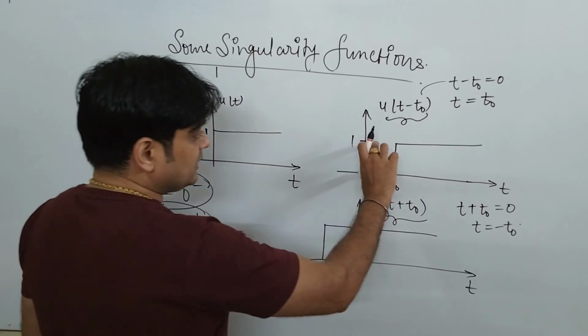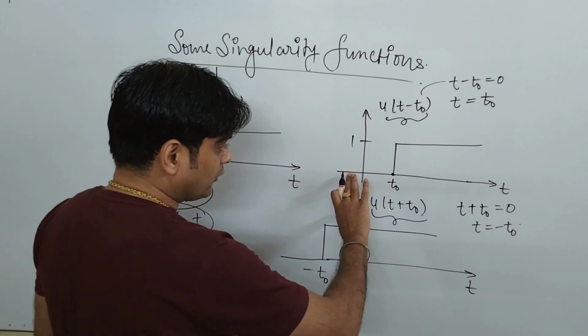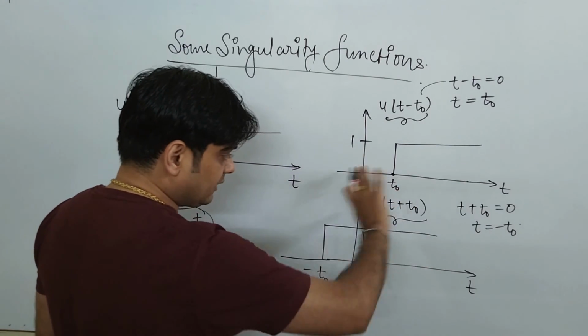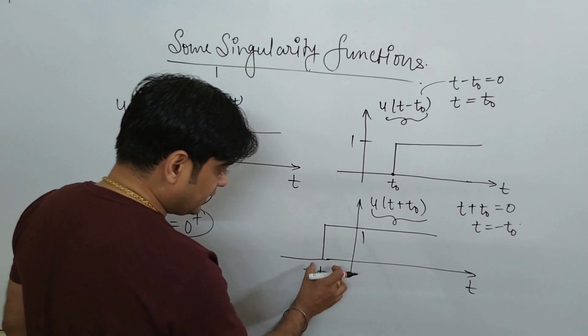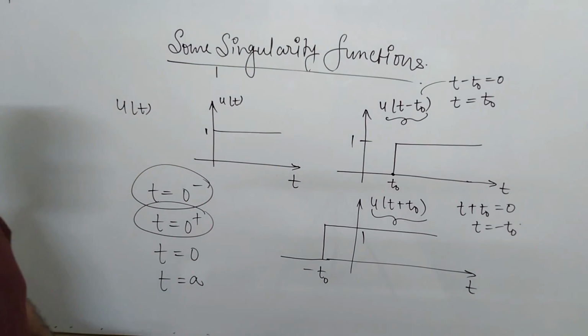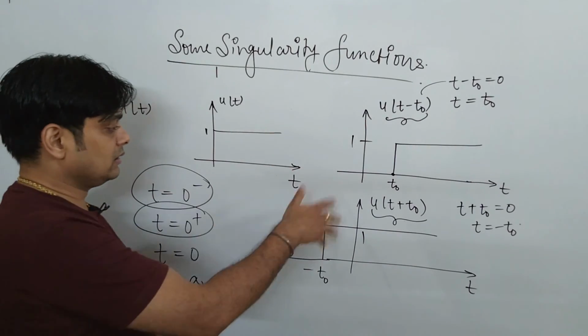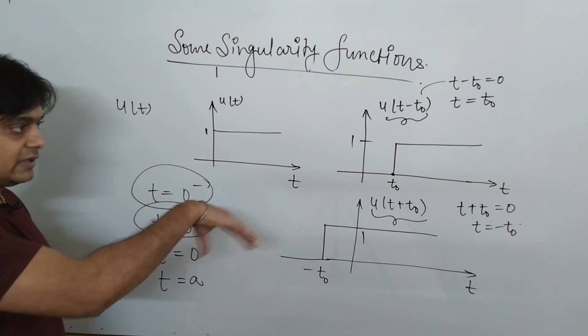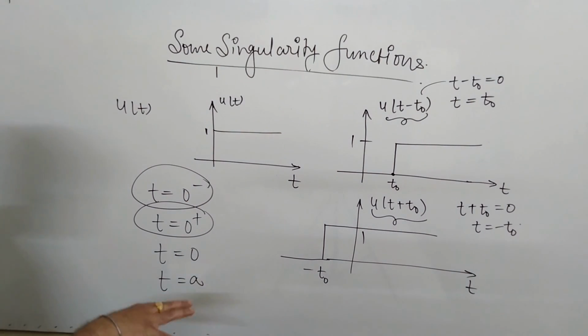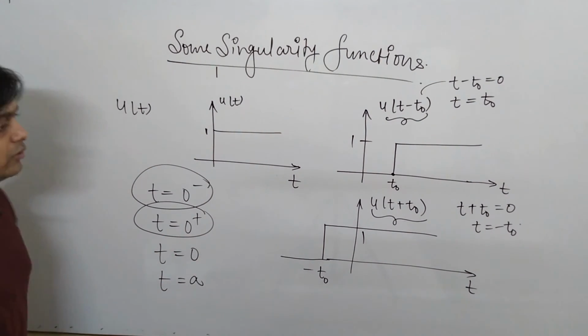So it shows a positive value for a positive time interval, and this shows a negative value of this time instant for a negative interval. This is just a simple representation of signals, and we will follow this concept in numerical problems. Here you have to just understand these concepts.